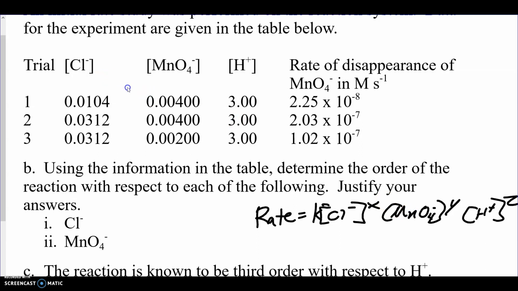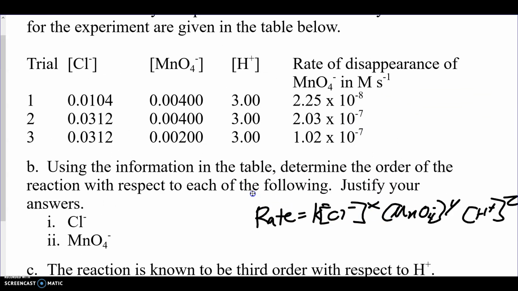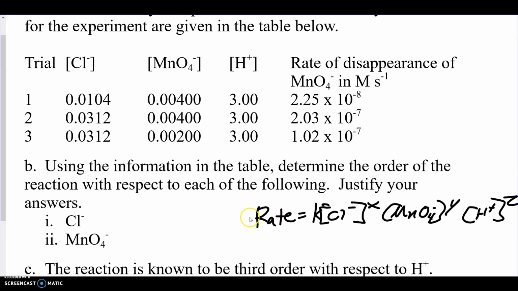So if we were looking at, let's say, experiment 1 and 2, the chloride ion is changing, but permanganate is not, and hydrogen is not, and our rate law is. So what we're essentially isolating is just this aspect right here. So the rate equals K times Cl minus to the X, and actually we're isolating K too because K is a constant. So it's really just rate equals Cl minus to the X.